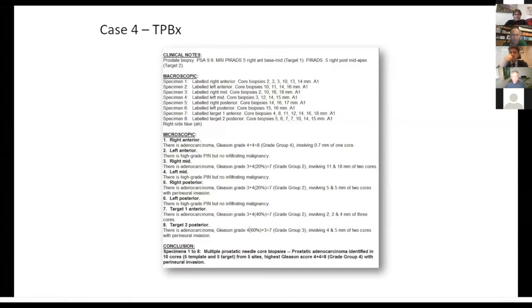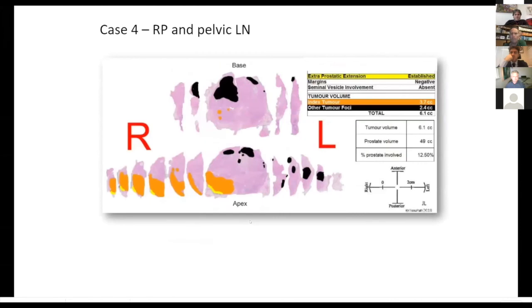Yep. So this patient, on the strength of that, did have a PSMA PET. I won't show that now because we're running out of time, but that showed no evidence of metastatic disease. So we went on and did a radical prostatectomy. And that corresponds beautifully to what Richard said.